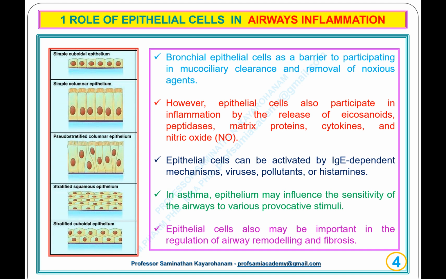Epithelial cells can be activated by IgE-dependent mechanisms, viruses, pollutants, or histamines. In asthma, epithelium may influence the sensitivity of the airways to various provocative stimuli. Epithelial cells also may be important in the regulation of airway remodeling and fibrosis.